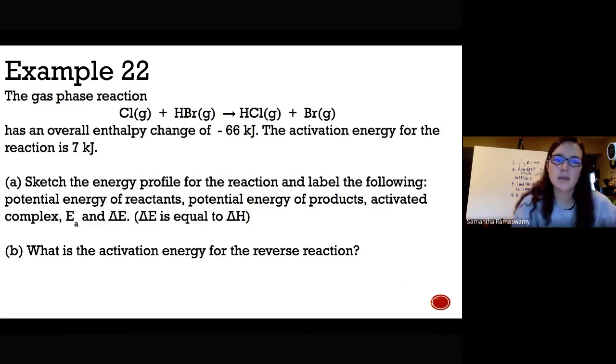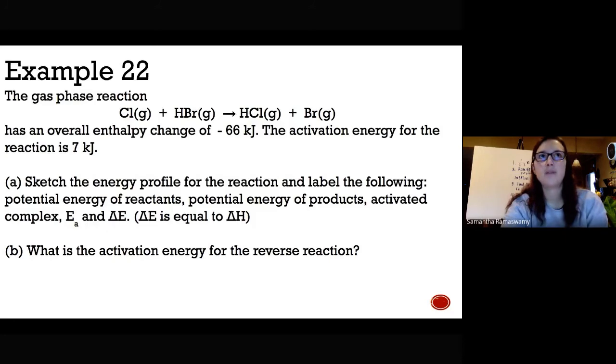So I want you to take just a minute, see if you can sketch the energy diagram based on this information. So use the energy diagrams from example 21 kind of as a guide, and think about how you might draw the energy profile for this reaction given the delta H value and the activation energy value. So try to draw at least what the reactants and products might look like. Which one's going to have higher energy, the reactants or the products? And then kind of go from there.